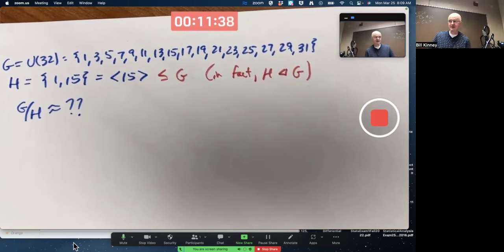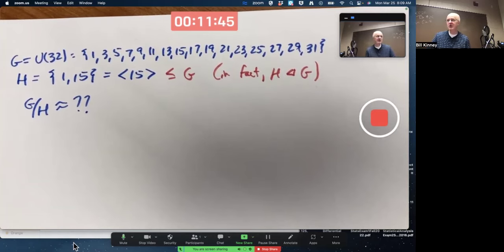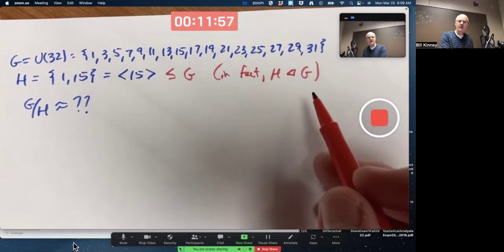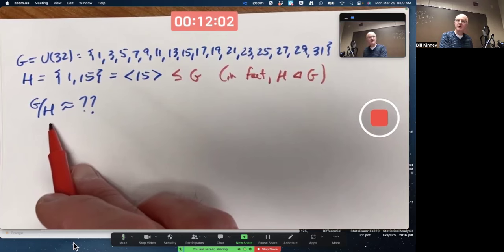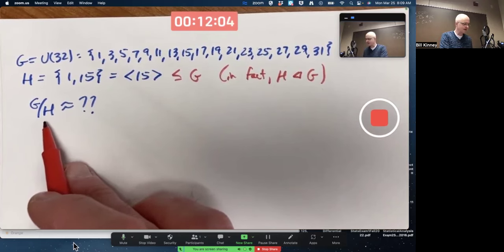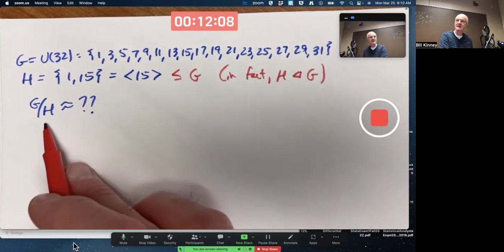In both cases, we still consider these factor groups, also called quotient groups, as really a key tool in abstract algebra for understanding things. Dealing with cosets is important in group theory. It's also going to be important in ring theory as well. Our goal is to figure out what this factor group is isomorphic to. This is the factor group of G by H. I say G mod H for short.